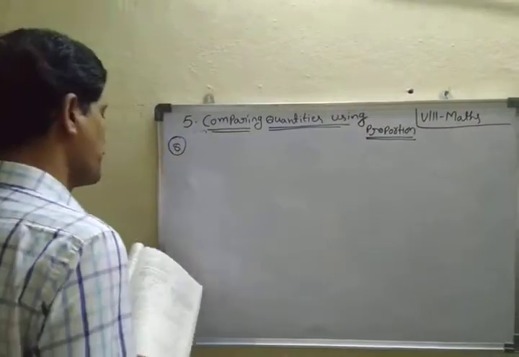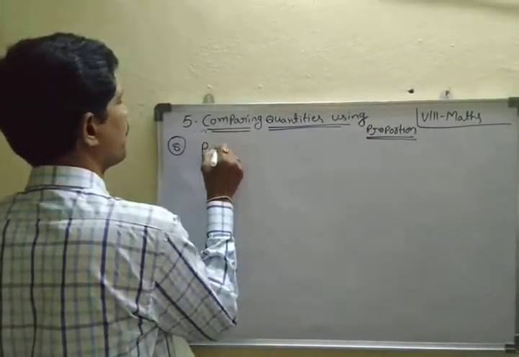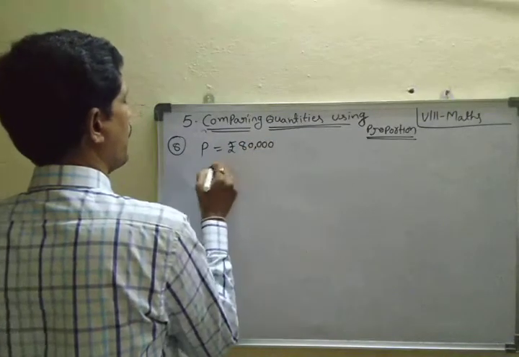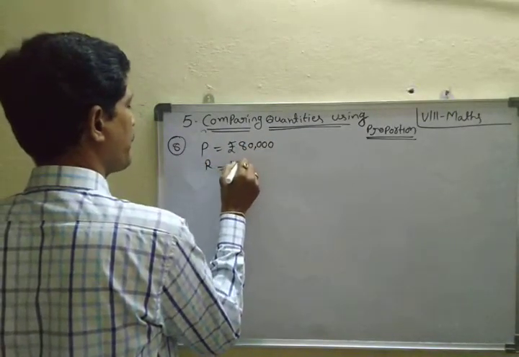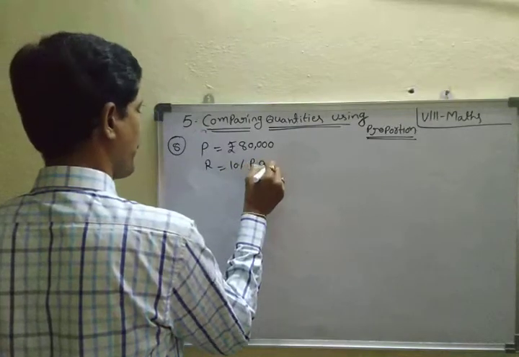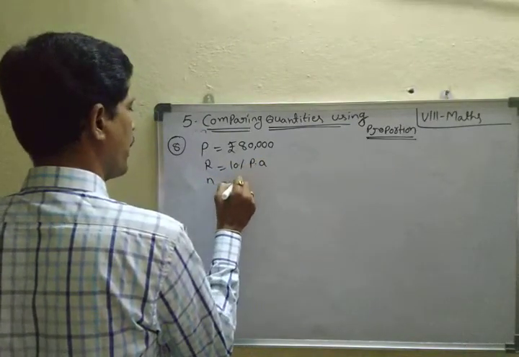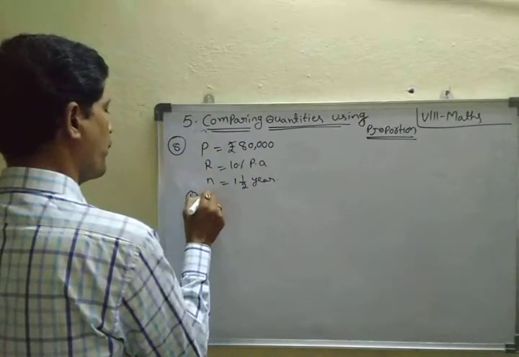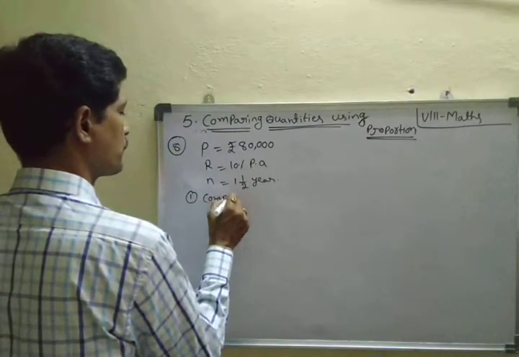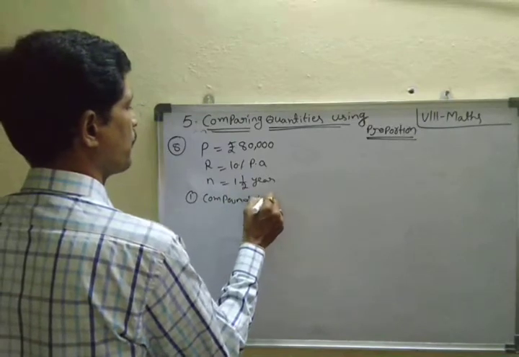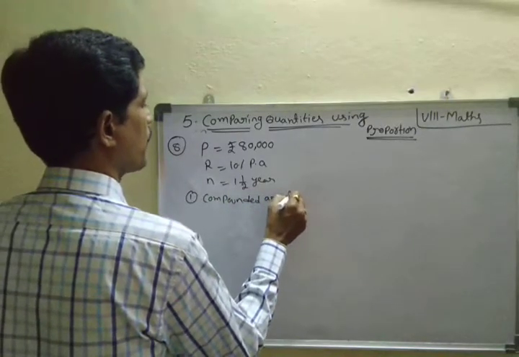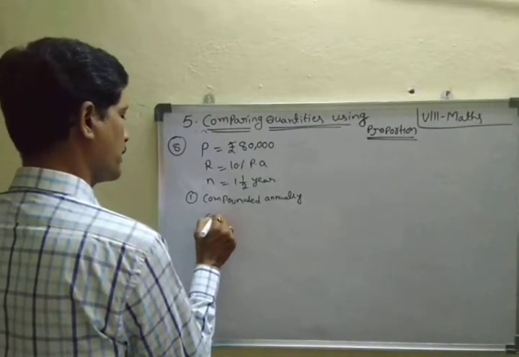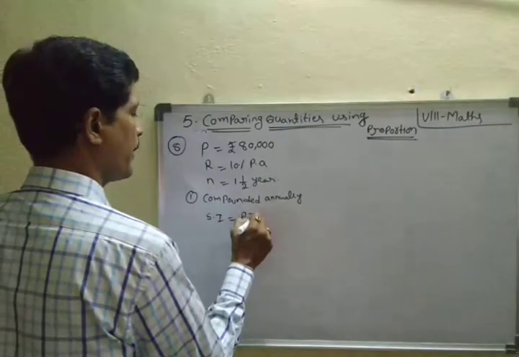Okay. Here the principal is given, that is P equal to 80,000 rupees, and R equal to 10% per annum. Next, n equal to 1.5 years. Therefore, the first one is compounded annually. Here the formula is the simple interest formula, that is SI equal to PTR by 100.